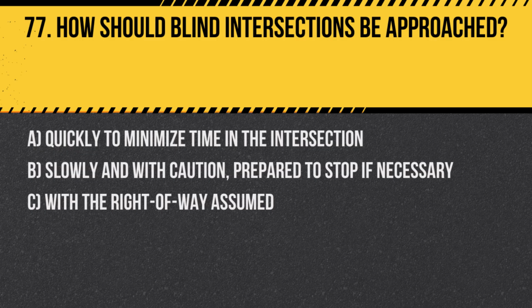A. Quickly to minimize time in the intersection. B. Slowly and with caution prepared to stop if necessary. C. With the right-of-way assumed. Answer: B. Slowly and with caution, prepared to stop if necessary. Blind intersections require extra caution due to limited visibility. Approaching slowly ensures you can react safely to unseen hazards.